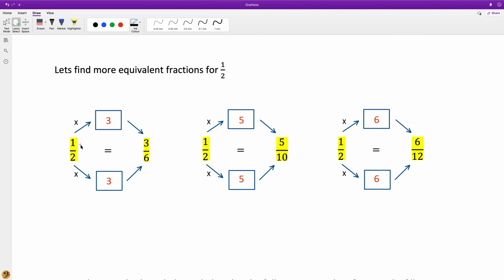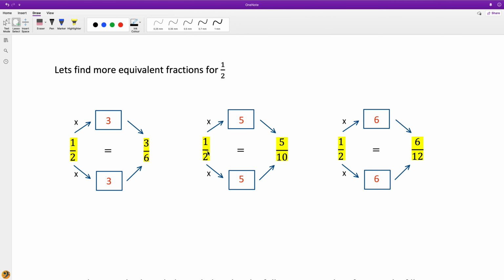Okay, so this time we're multiplying by a factor of 3 to the top and the bottom. All right, so when we do that, we have 1 times 3 is our new numerator, and 2 times 3 is 6. That's our new denominator. So quite simply, we've just worked out that 3/6 is equivalent to, or equal to, 1/2.